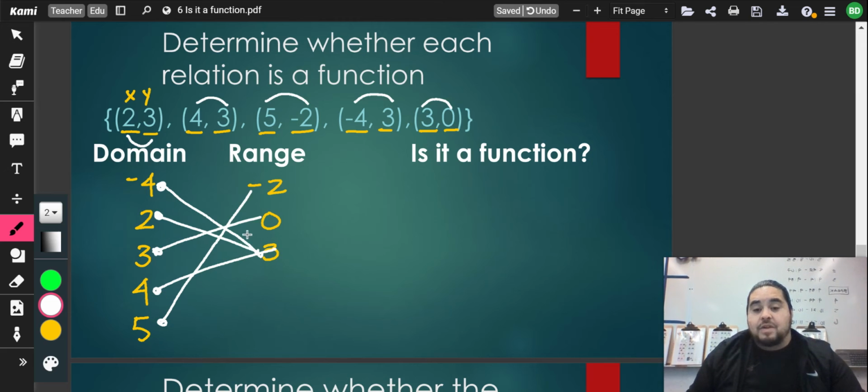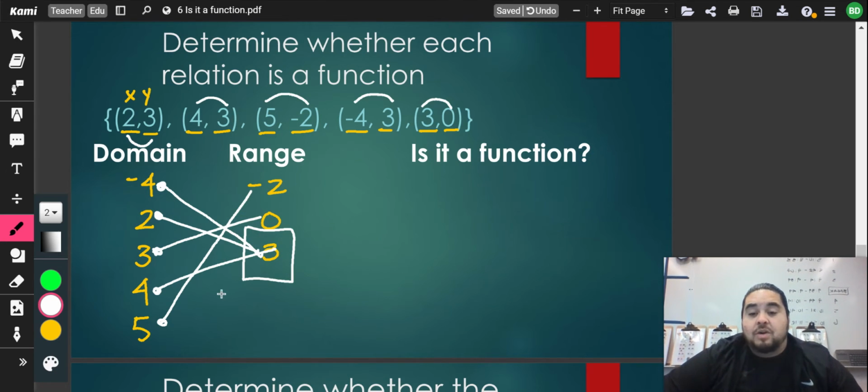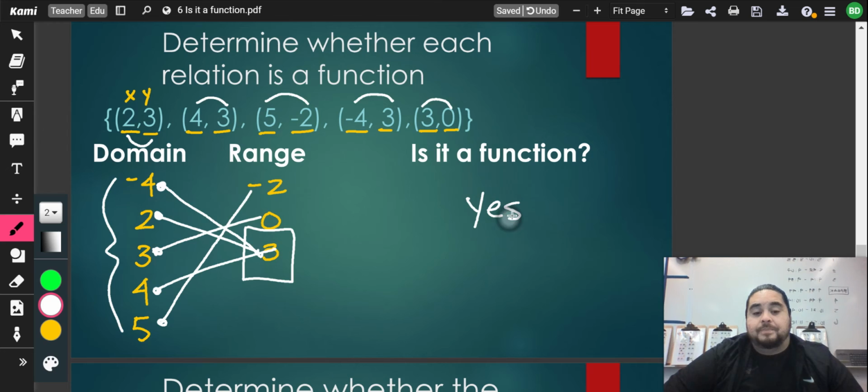Now, a lot of students get confused and they would look at this right here and say, well, that doesn't match up with the definition. But remember, the definition only talks about elements in the domain. So this is the only place I have to look, okay? I'm not worried about what's going on with the elements in the range. Every single element in the domain could match up with the same element in the range, and that would be okay, as long as each element in the domain only has one possible outcome. So yes, this does represent a function.